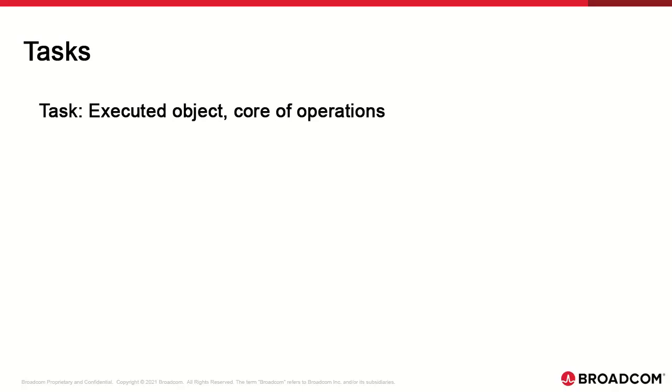The task is an instance of an executed object, and it is central to all operations management. We have executable objects. When executed, they perform some sort of workload. For this, a task is created, and the handling of this task falls on operations. Every single instance of an executed object is a task. The execution of a job 20 times creates 20 individual tasks, each with their own characteristics.